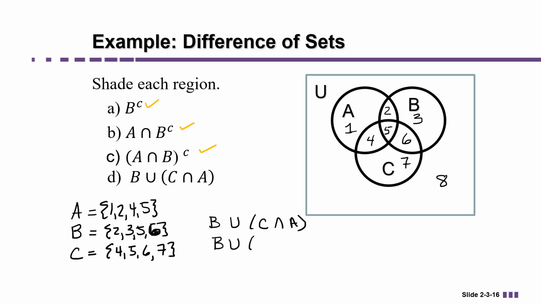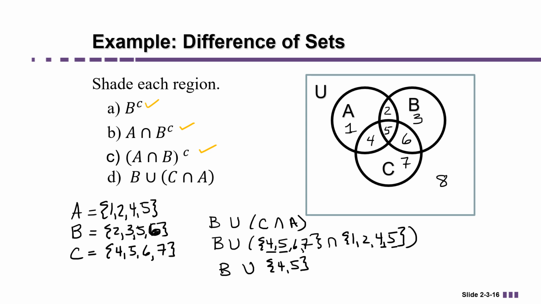So I'm going to write B union, and then we have 4, 5, 6, 7. Whoops, make sure to use the proper notation. So you have to have curvy set brackets around your sets. 4, 5, 6, 7 intersected with 1, 2, 4, 5. So we're looking for the overlap here. These two sets have 4 and 5 in common. So we have B union with 4, 5.